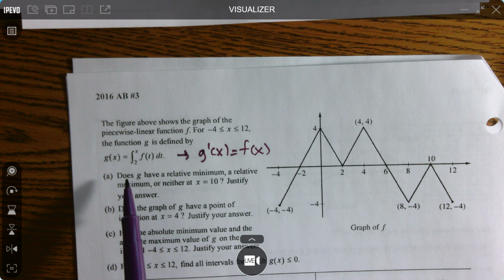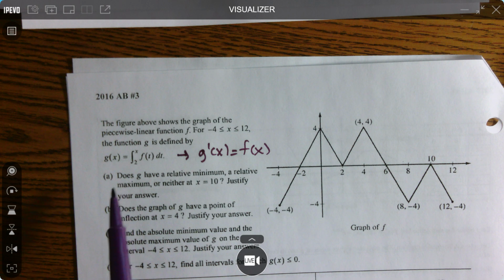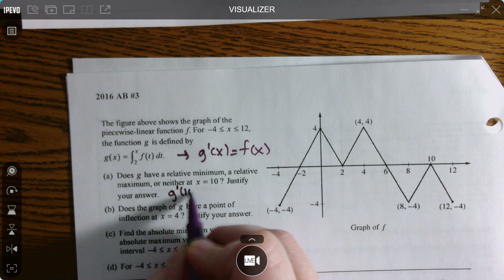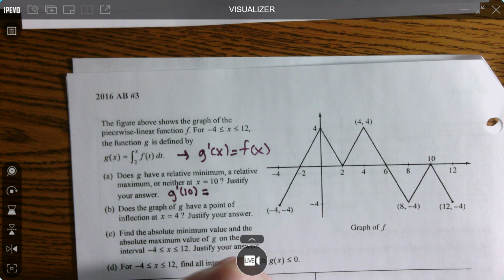So on A, where it says, does G have a min, max, or neither at 10, what we would want to first do is figure out what's happening with G prime of 10 and whether it's a critical value or not.